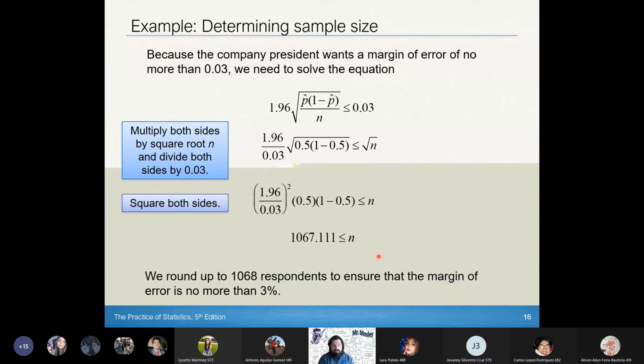Is there anything I can clarify here on the math or the reasoning? Excuse me, does anyone need a moment to write anything down?